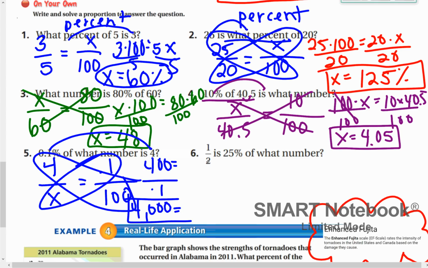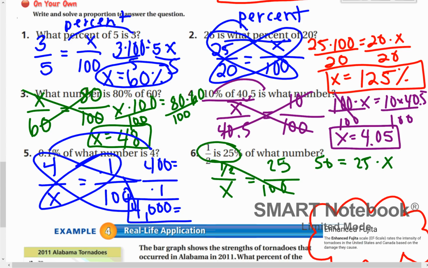We have 1/2 is 25%. Okay, so you know I always like to start off with my percent. So I have my 25 over 100. 1/2 is 25%, so those two should be matching up. So 1/2 needs to go on top. Of what number? We're not sure. Again, cross products. Well, 1/2 of 100 is 50.